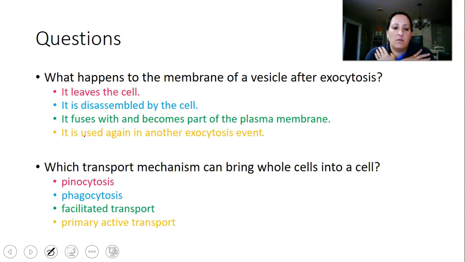Okay, so the first question. What happens to the membrane of vesicles after exocytosis? Do the membranes leave the cell? Are they disassembled by the cell? Do they fuse with and become part of the plasma membrane? Or are they used again in another exocytosis event?